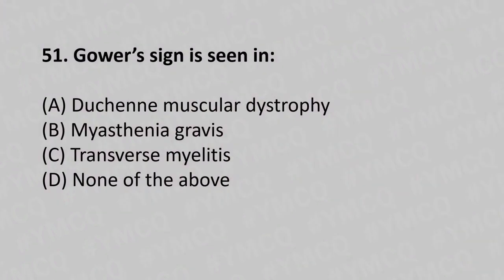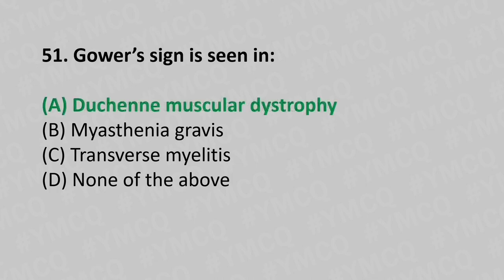Gower sign is seen in option A, Duchenne's muscular dystrophy. Option B, myasthenia gravis. Option C, transverse myelitis. Option D, none of the above. And the answer is option A, Duchenne's muscular dystrophy.